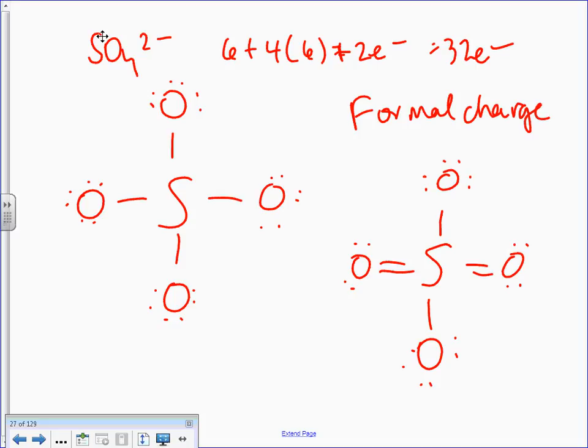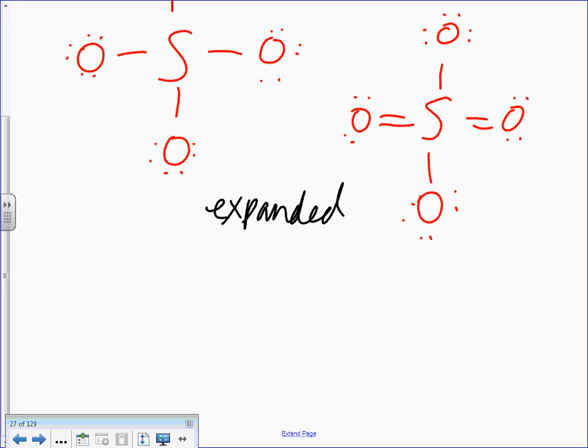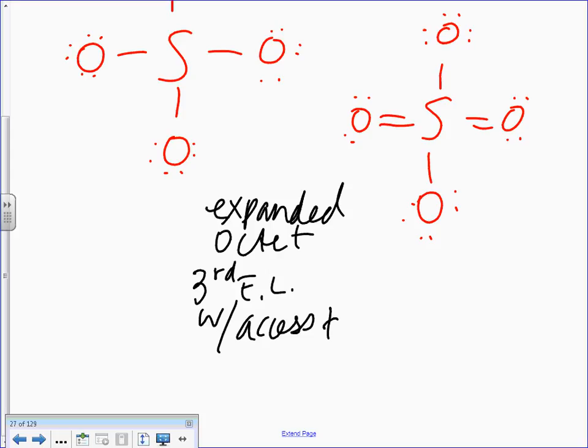Why is sulfur able to take on more electrons than an octet? You read this in your reading lesson. Anybody? Okay, expanded octet. I'm writing this for you today, okay? Expanded octet can only occur with anything that's in the third energy level with access to d orbitals.